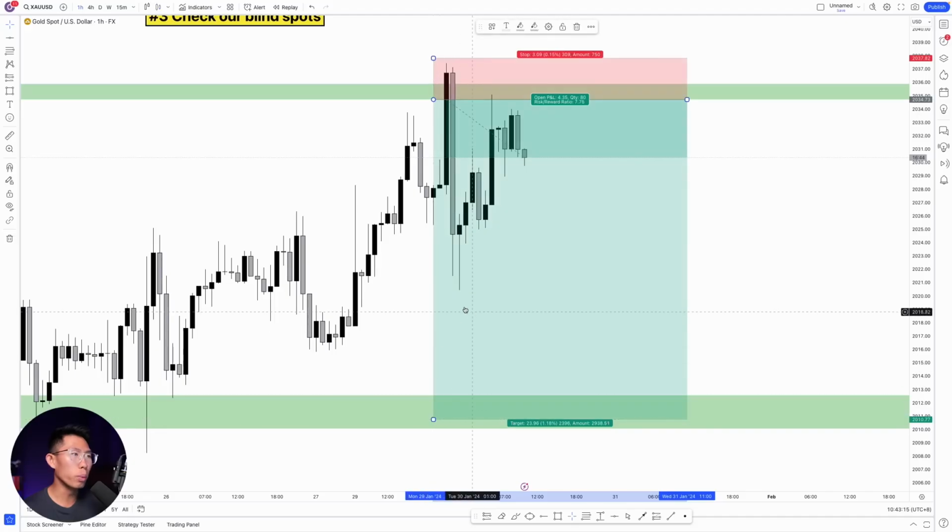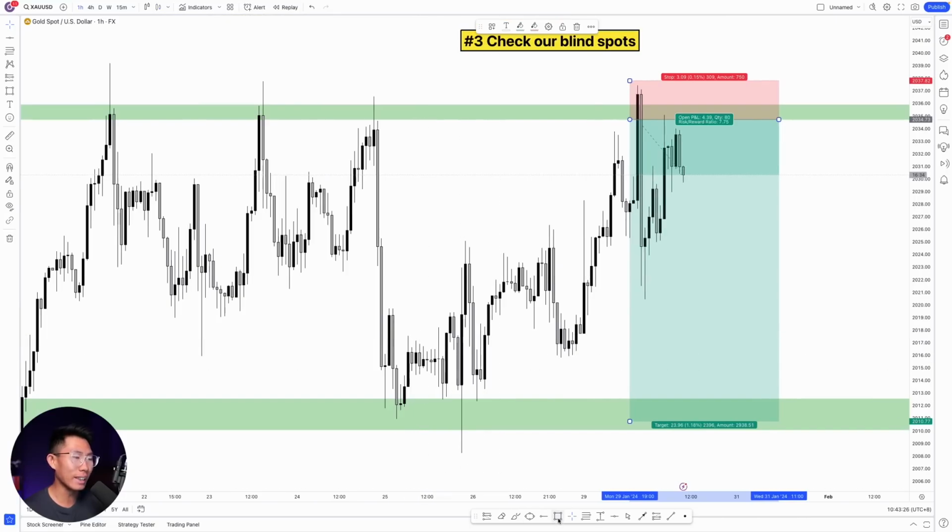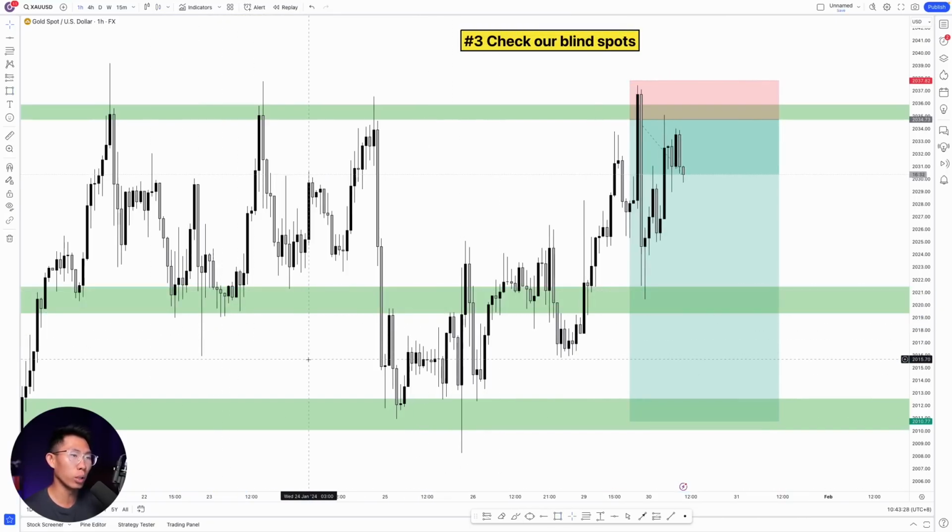But there is one mistake right here, because you actually neglected your blind spot. If you zoom in at this area and you are just trading based on what you see right here, obviously the next take profit area is right here. But if you zoom out a little bit, you will actually see that there is another demand zone that is at this area right here. So that is what I mean by blind spot.